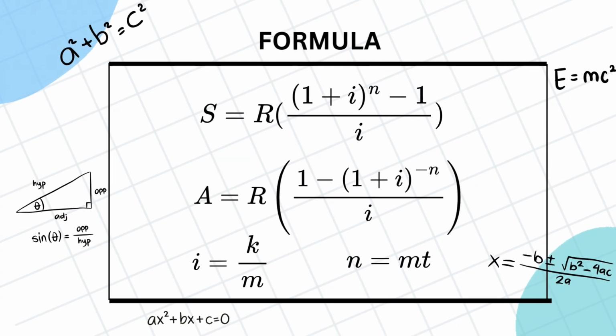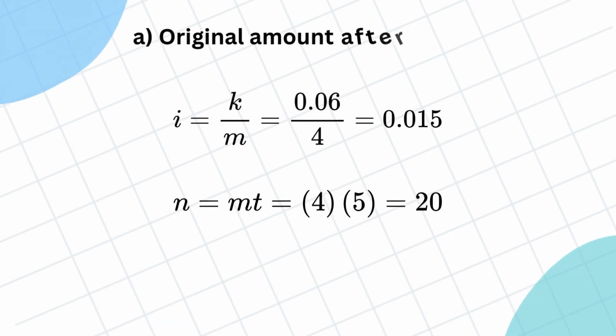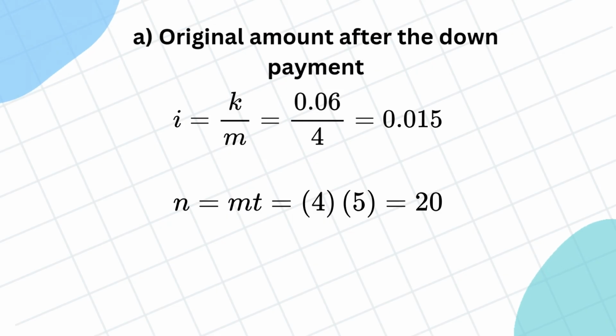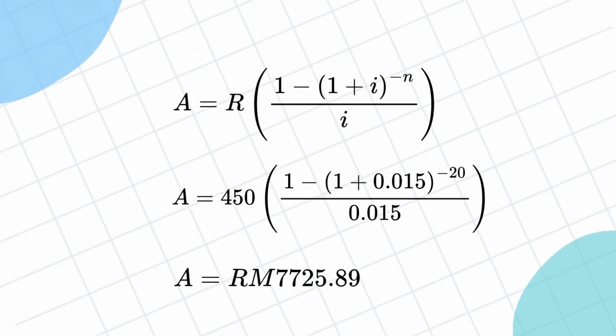Okay, so for this question, we will use the formula of S, which is the future value, and the formula of A, which is the present value, where I equals K over M and N equals M times T. Question A required us to determine the original amount after the down payment. First we will determine the value of I and N, where I equals 0.015 and N equals 20. Next, we will substitute all the values obtained into the present value formula to get the final answer, which is A equals 7,725 ringgit and 89 cents.